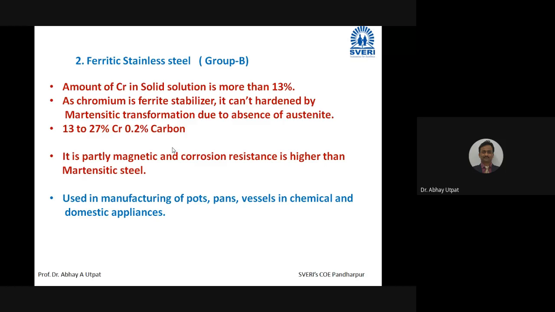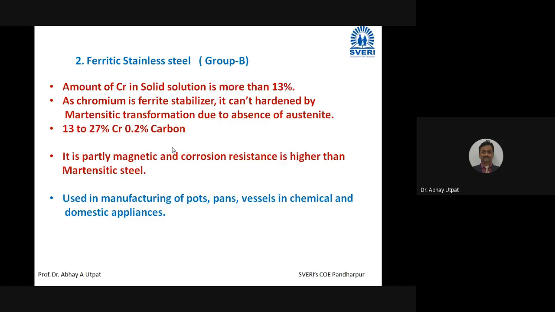So next is ferritic stainless steel. It is categorized as group B. If you read it carefully, the amount of chromium in solid solution is more than 13%. So whatever chromium you add, out of that, the chromium in the solid solution is ensured to be more than 13%. So read the next sentence carefully.